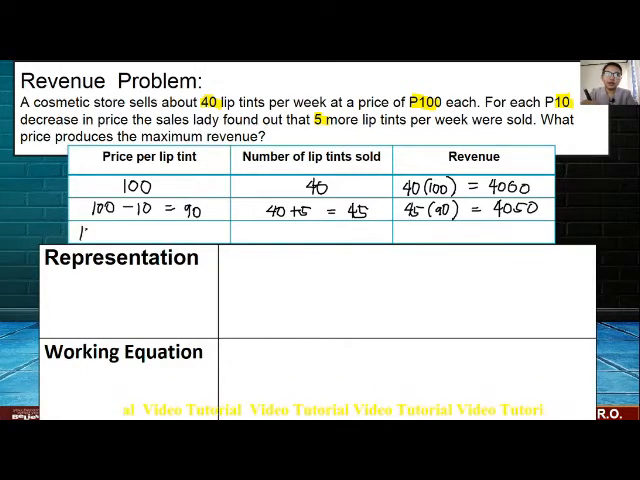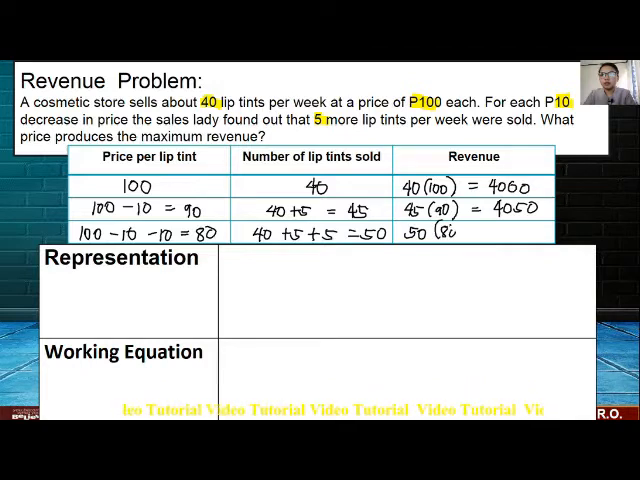For the next one, how about we subtract 10 pesos two times? So 100 minus 10 minus 10 will be 80 pesos per piece. If that will be 80 pesos per piece, therefore the sales will be 40 plus 5 and then another 5, so that will be 50. 50 lip tints times 80 pesos each will be 4,000. So as you can see, this is not the biggest revenue. The answer should come from the earlier row.